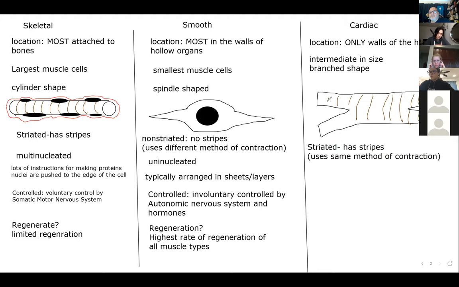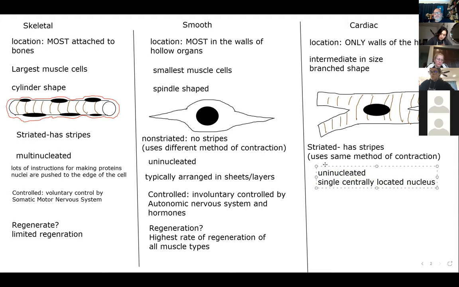There we go. So it has those same striations, but like our smooth muscle, it is uninucleated. And that nucleus is going to be found in the middle of the cell, not pushed to the side. So it has a single centrally located nucleus. So again, for consistency, it's uninucleated. Is the nucleus in the smooth muscle also in the center? Yes. Okay.